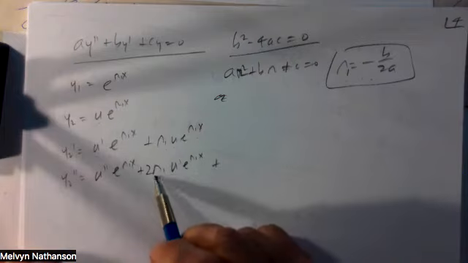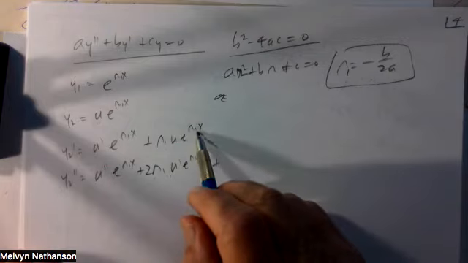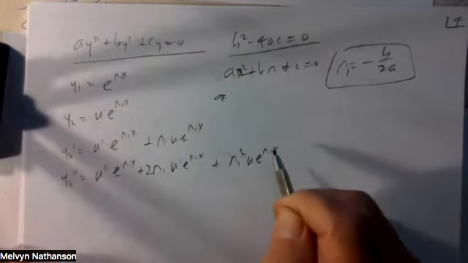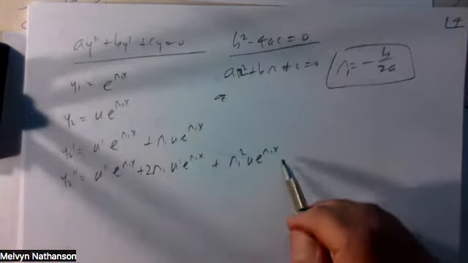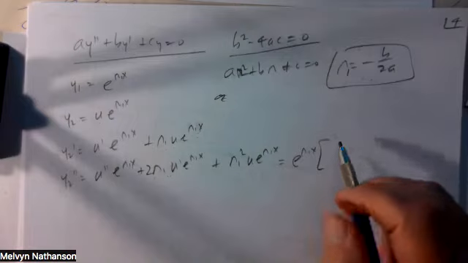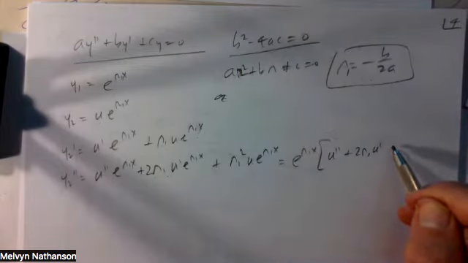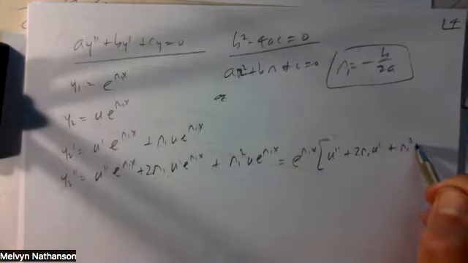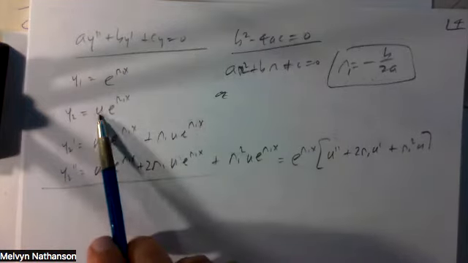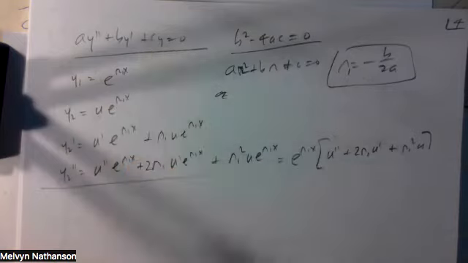That gives me this, so I get two of these. Plus, when I differentiate this, I get r1 squared u e to the r1x. So this is equal to e to the r1x times u double prime plus 2 r1 u prime plus r1 squared u. And I want to know what is the function u such that y2 equal to u e to the r1x solves this equation.